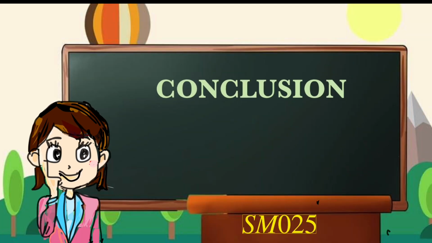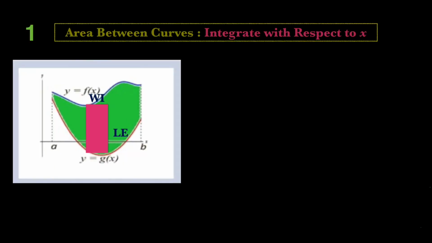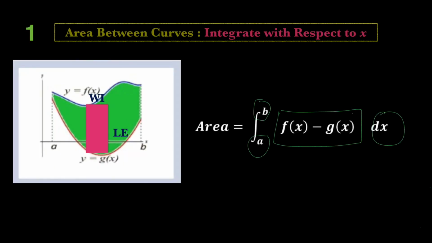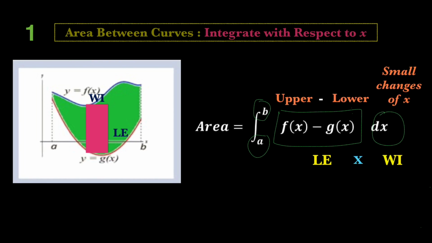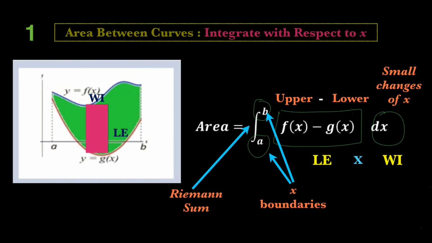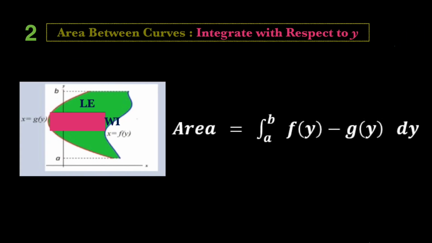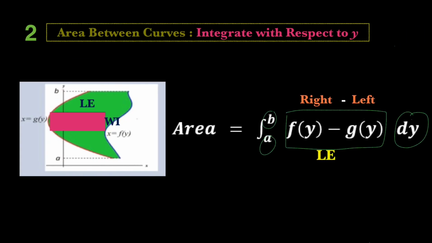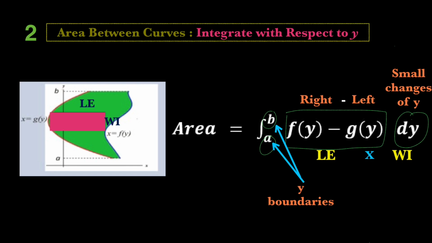As the conclusion, we can say that there are two cases to be considered. Case 1, the vertical Le-WI block with integration with respect to x: length is the upper function subtract the lower function, and width is the small change of x. Case 2, the horizontal Le-WI block with integration with respect to y: length is the right function subtract the left function, and width is the small change of y.